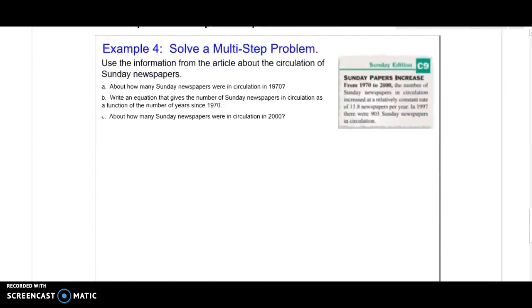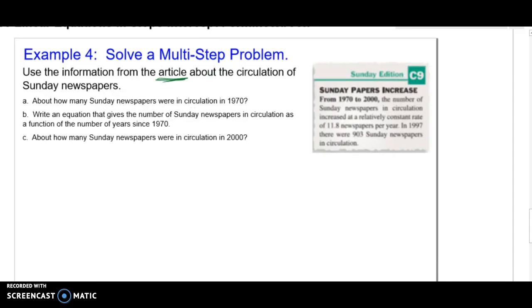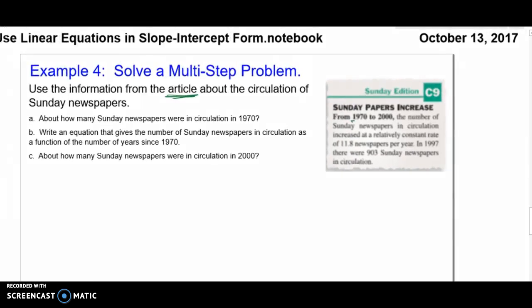All right, so this one is a story problem. We're going to use the information from the article over here about the circulation of Sunday newspapers. We have 3 different problems that we need to solve. Here it says from 1970 to 2000, the number of Sunday newspapers in circulation increased at a constant rate of 11.8 per year. In 1997, there were 903 in circulation. So from 1997, we were at 903 newspapers.